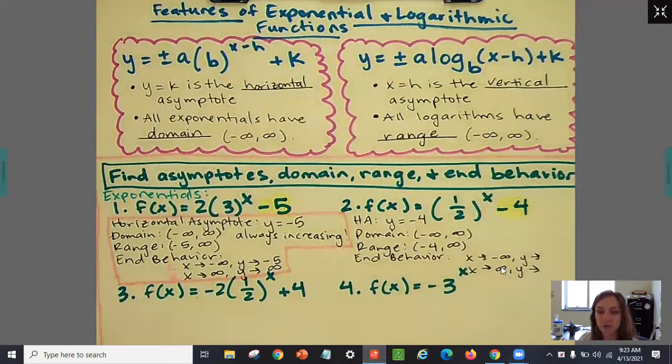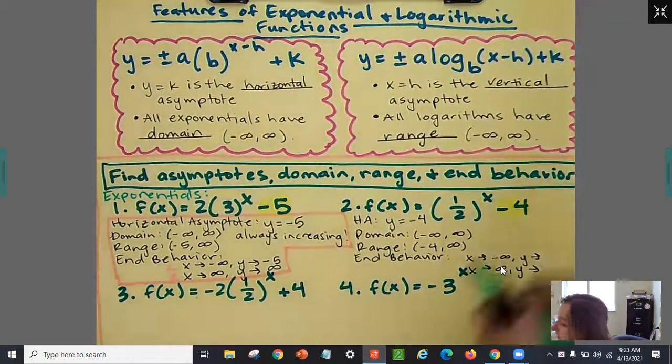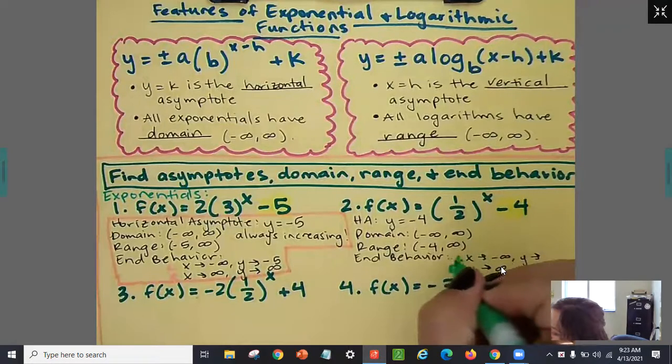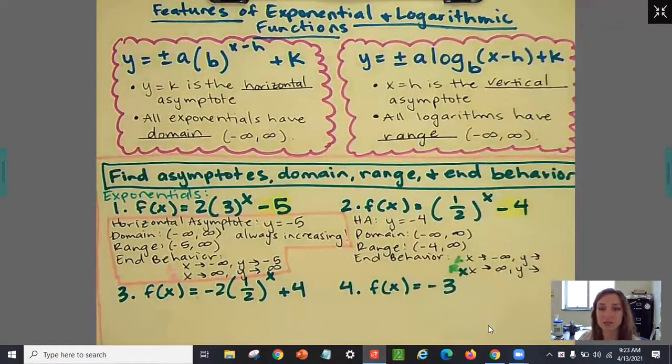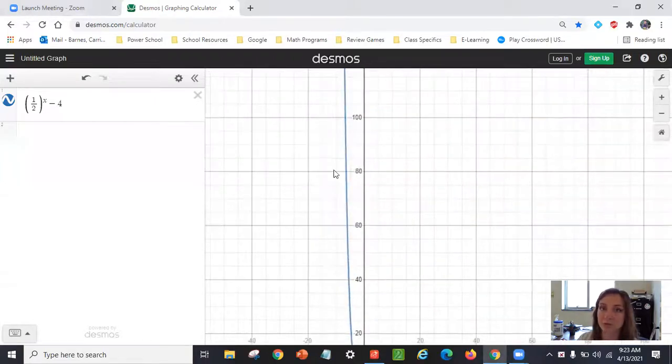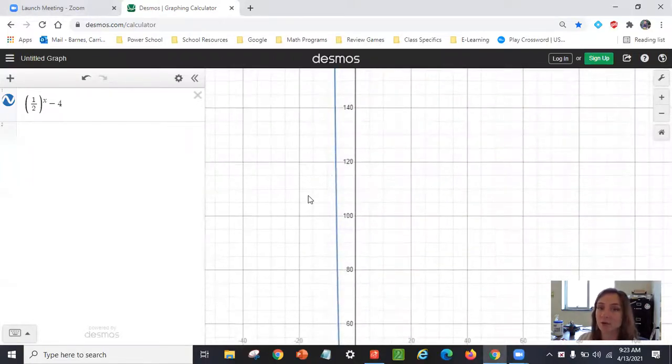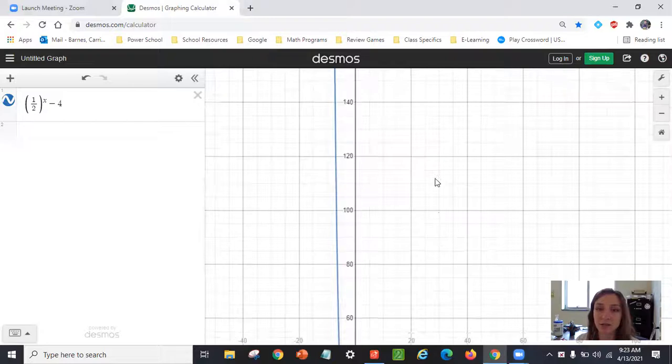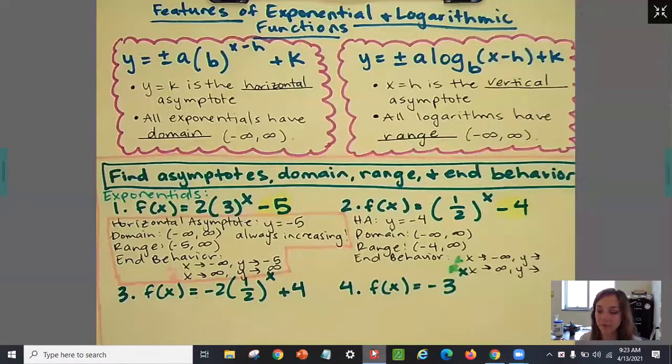Okay, now for the end behavior, we want to look at what's happening on the left side and then what is happening on the right side. So this is the left and this is the right. So let's go look at the left-hand side first. And we can see in the left-hand side, this is going straight up to positive infinity. If I look at the left, it's going all the way up. It's pointing at the sky. So on the left-hand side, it's going to be going to positive infinity.